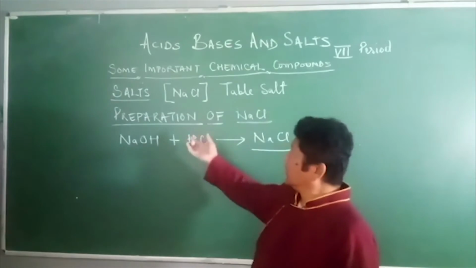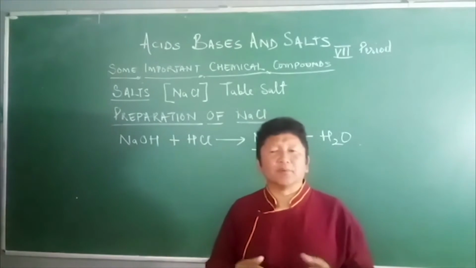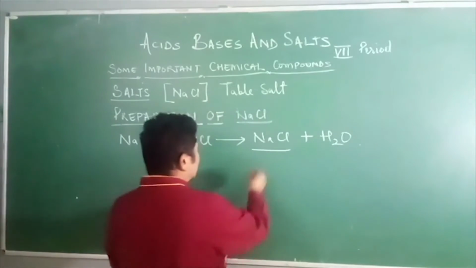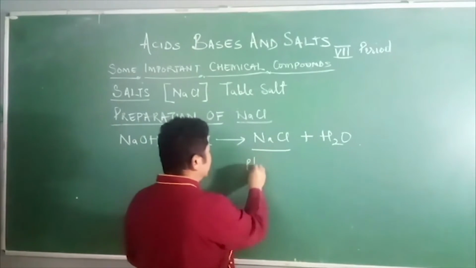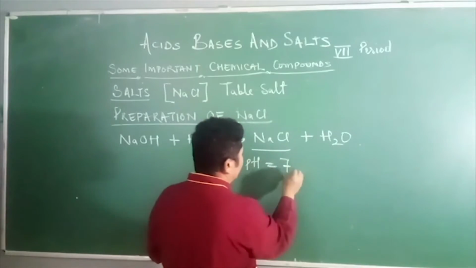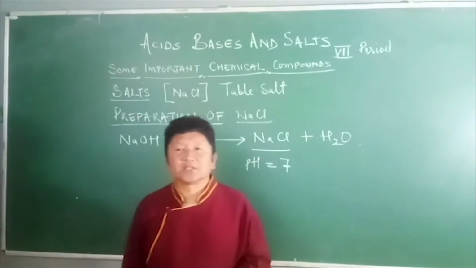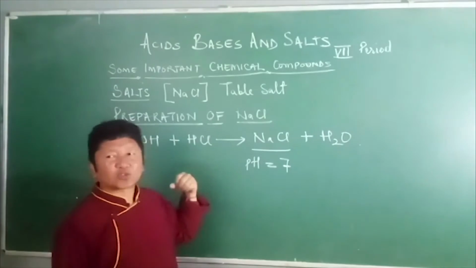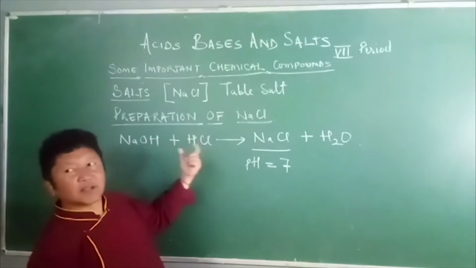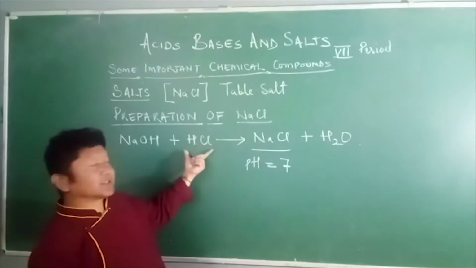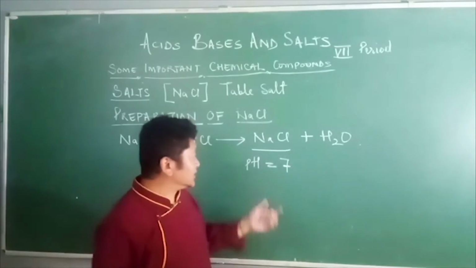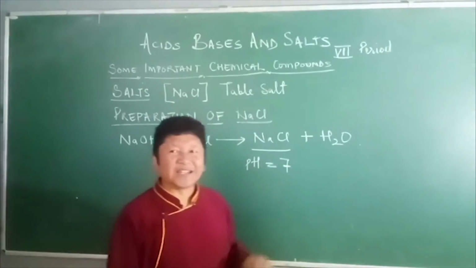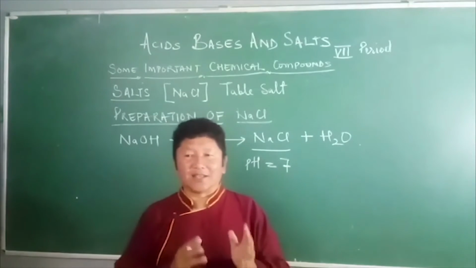This is about the preparation of salt. The pH of salt is around 7. Strong acid is neutralized completely by strong base, and so we get a neutral salt. The neutral salt is neither acidic nor basic; its pH is 7.